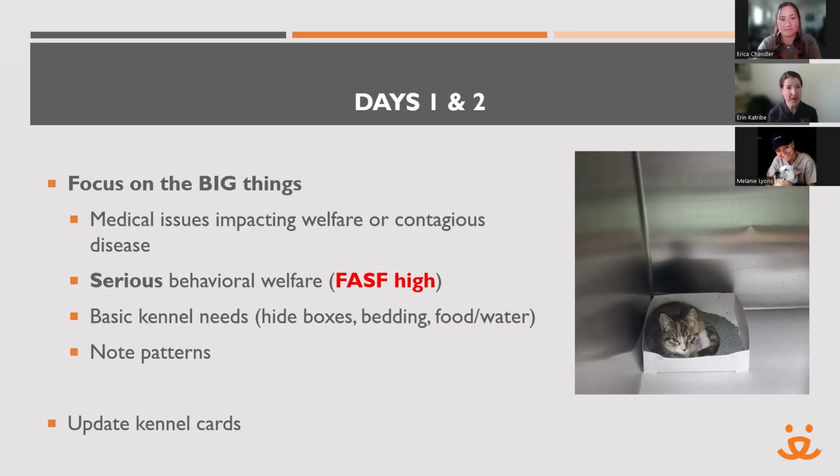And again, remember to pay attention to patterns, right? And so if rather than writing down every single cat individually that doesn't have a hide box, maybe it's writing down as a single action item, all the cats in cat ward A need hide boxes. You will start to see opportunities to improve your kennel cards. We'll talk more about that in a little bit, but use time on days 1 and 2. You'll already start to identify things that you want to know about animals when you're kennel side. And so this is your opportunity to update those kennel cards.